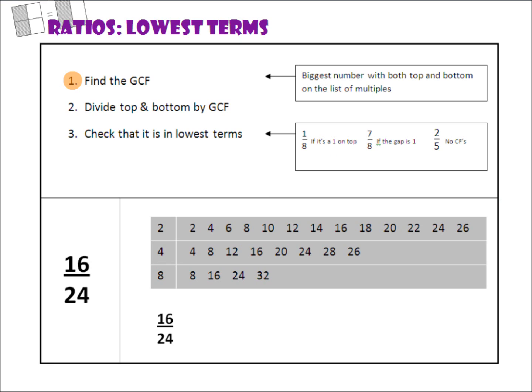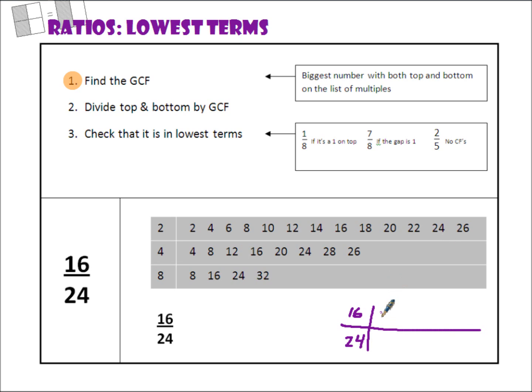First of all, we're going to look at making factor lists. So we could make factor lists for both 16 and 24. So I'm going to put 16 and 24 down here, and then we'll list all the factors for each one, and then we'll look for common factors.